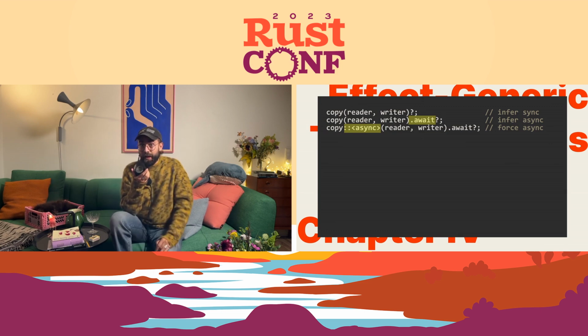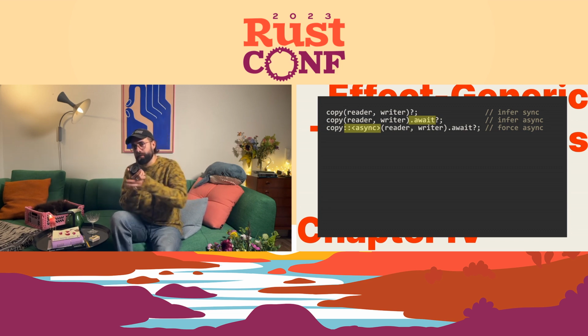Because the function itself is now generic over the async effect, we need to figure out at the call site which variant we intended to use. This system will make use of inference to figure it out. That's a fancy way of saying that the compiler is going to make an educated guess about which effects the programmer intended to use. If they used the await, they probably wanted the async version. Otherwise, they probably wanted the sync version.